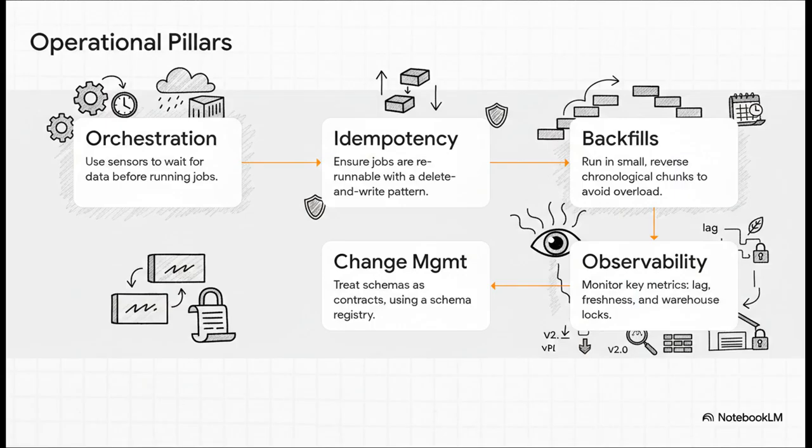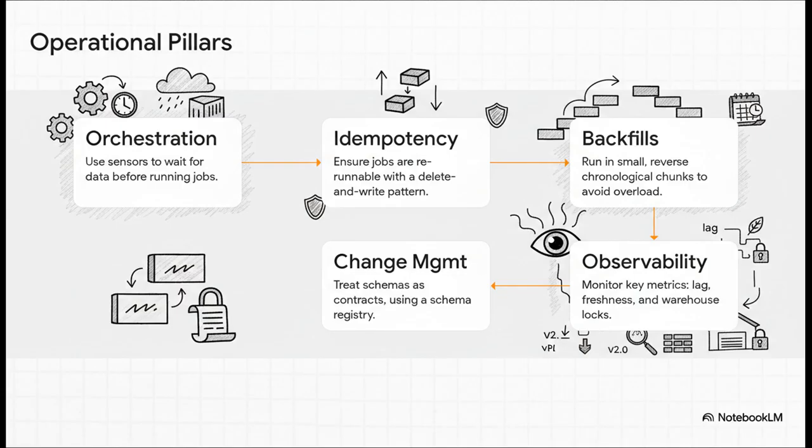Second, and I cannot stress this enough, idempotency is non-negotiable. Your jobs have to be rerunnable. The classic pattern here is a transactional delete and write. Third, treat your SLAs and backfills with the respect they deserve. Backfills should be run in small chunks in reverse chronological order.